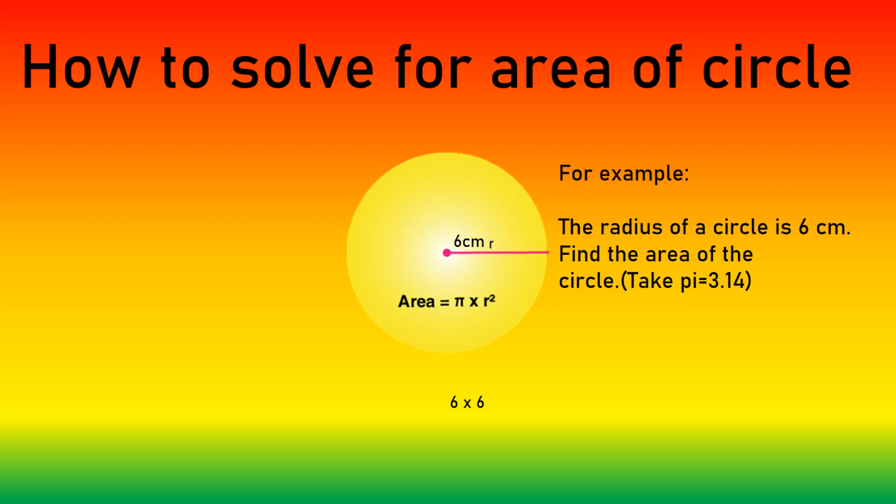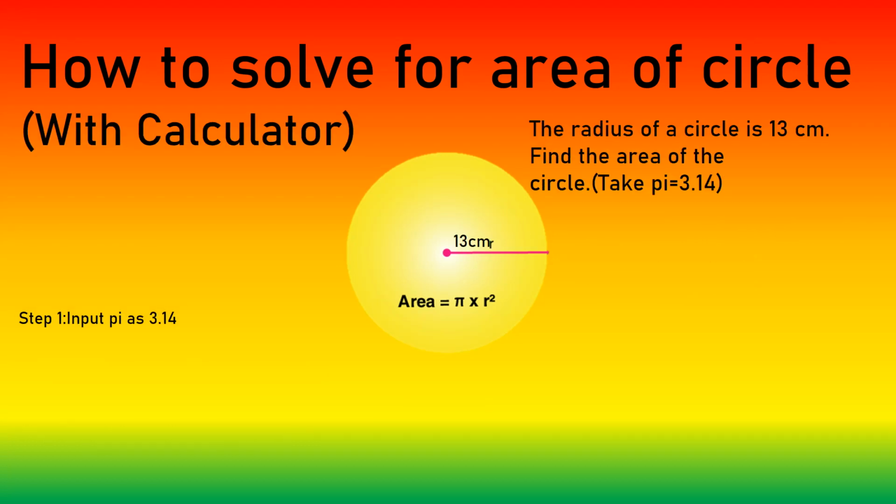So, how do you solve for the area of a circle? For example, the radius of a circle is 6 centimeters. Find the area of the circle. Take pi as 3.14. Normally, the first step is to input pi as 3.14 and put it at the front, like so. Next, add the multiplication symbols inside. Lastly, input the radius times itself, which is 6 times 6.